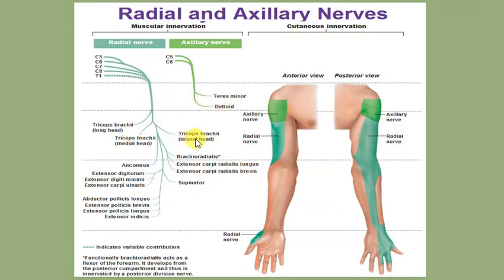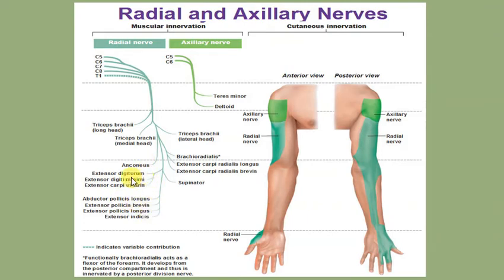Lakini kwenye radial nerve ina supply muscle nyingi. Bali tuitaje tu triceps brachii, but it is not only triceps brachii. Triceps brachii lateral head, triceps brachii long head, triceps brachii medial head. From there we have brachioradialis muscle, brachioradialis. Then you have extensor carpi radialis longus, extensor carpi radialis brevis, supinator, then extensor digiti minimi, extensor carpi ulnaris, abductor pollicis longus.